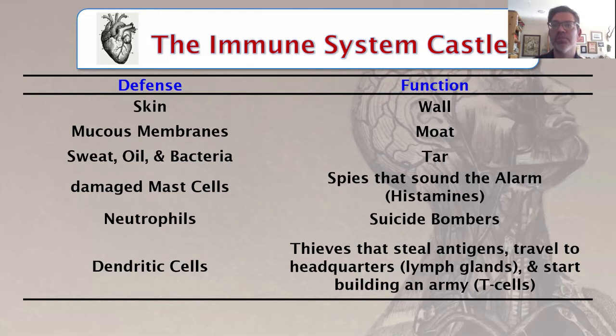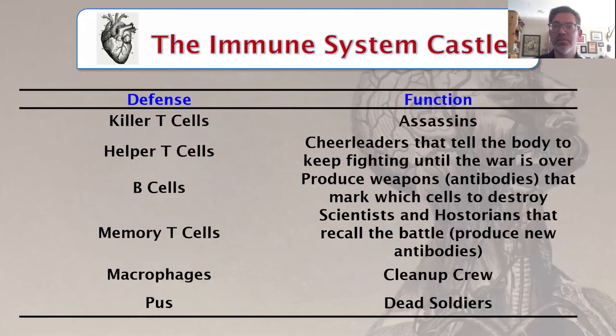Neutrophils are like bombs that destroy everything, including your healthy cells. They are programmed to die in 5 days. Dendritic cells act like thieves, taking antigens to the lymph nodes where the body can identify who the attacker is and how best to respond. The lymph nodes then start building an army of T cells. Killer T cells recognize and destroy cells with antibodies on them, so they are like assassins.